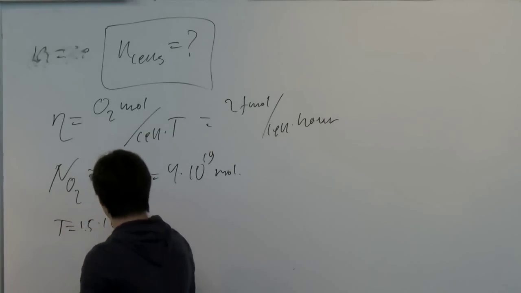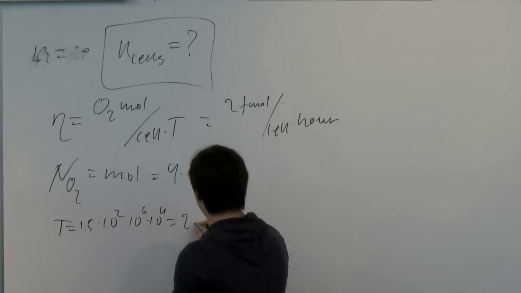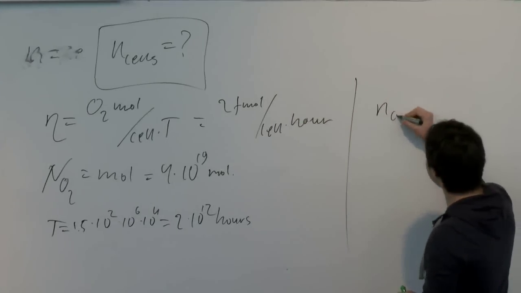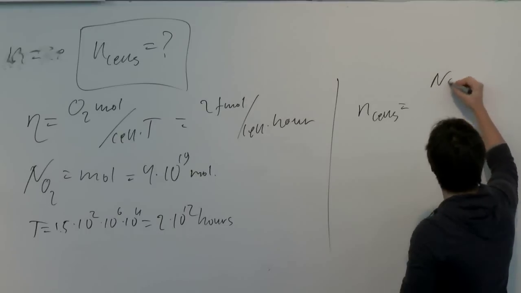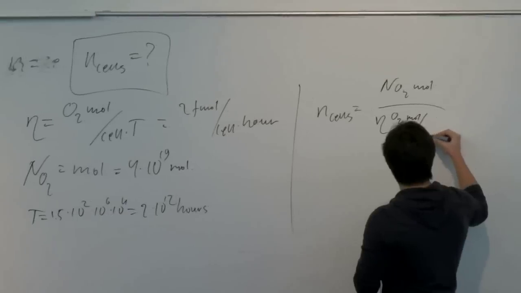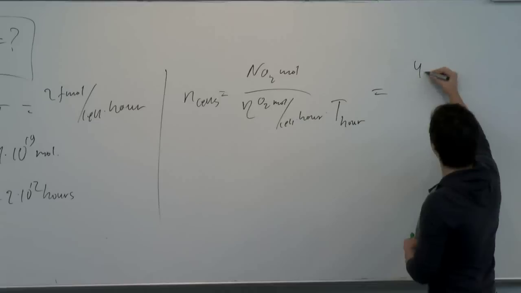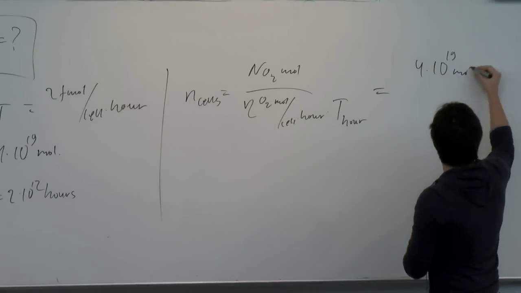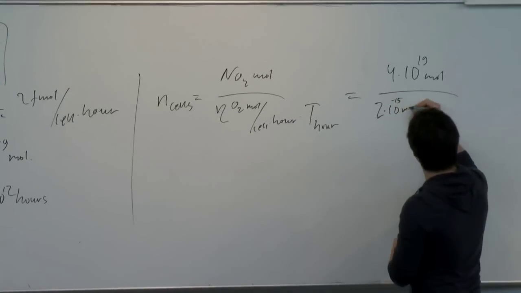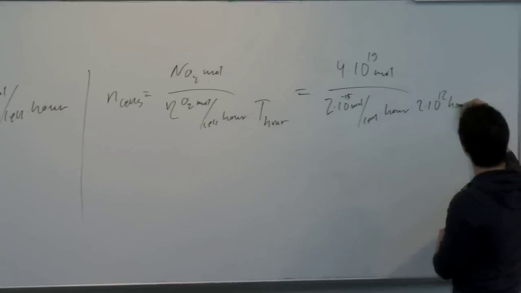And we need to convert time to relevant units, which is hours. So 1.5 times 10 to the power of 2 times 10 to the power of 6 millions times 10 to the power of 4 is the number of hours in a year. So we arrive at around 2 times 10 to the power of 12 hours. OK, so the number of cells that we're seeking would be the amount of oxygen in moles divided by the efficiency of oxygen production in mole per cell per hour multiplied by time in hours. So it's around 4 times 10 to the 19 mole divided by 2 times 10 to the power of minus 15 mole per cell per hour multiplied by 2 times 10 to the power of 12 hours.